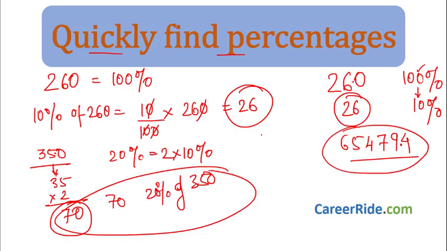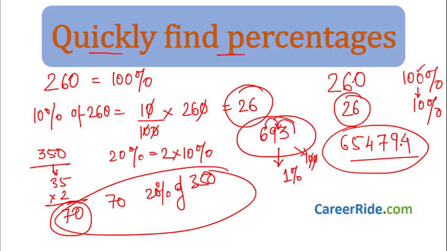Now again, let's take another example, 693. Okay, in this example, find out 1% of this. This is what? This is 100%. We want 1%. That is, there are 2 zeros less from the right hand side. So put in 2 decimal places. First decimal place, second decimal place. Put it over here. So 6.93 is 1% of 693. See, you found out 1%, 10%, 20%.